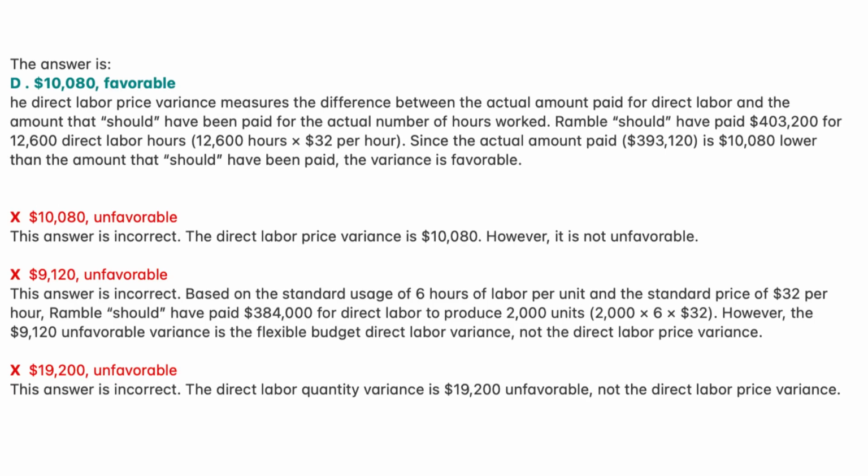$10,080, favorable. The direct labor price variance measures the difference between the actual amount paid for direct labor and the amount that should have been paid for the actual number of hours worked. Ramblewood should have paid $403,200 for 12,600 direct labor hours, 12,600 hours times $32 per hour. Since the actual amount paid, $393,120, is $10,080 lower than the amount that should have been paid, the variance is favorable.